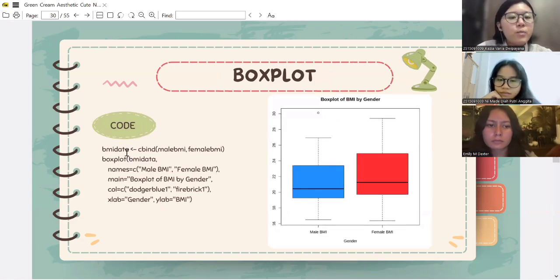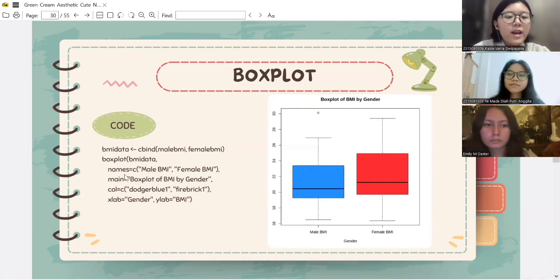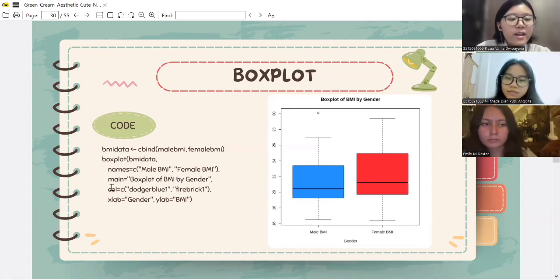First, we need to combine two variables, namely male BMI and female BMI, as columns into a matrix called BMI data. The boxplot function automatically detects that BMI data has two columns, and it creates a separate box plot for each column. We give names to the box plots and add a main title, which is box plot of BMI by gender. We can use separate colors for each box plot, and here I use Dodger Blue 1 for male and Fire Brick 1 for female. I also added a gender label for the x-axis and a BMI label for the y-axis.